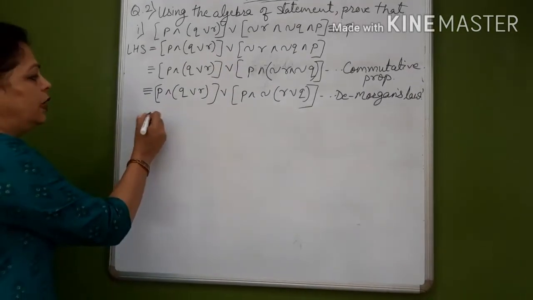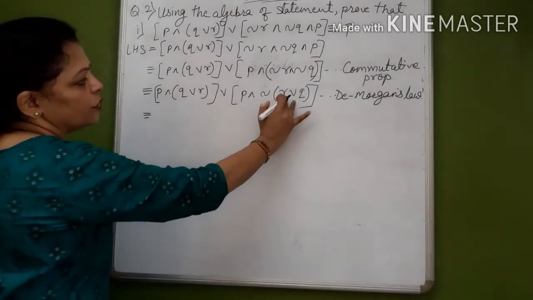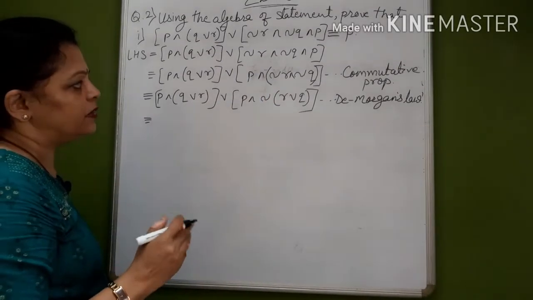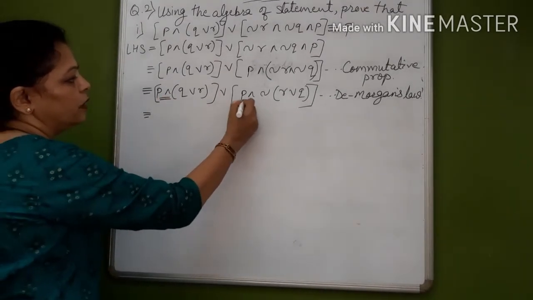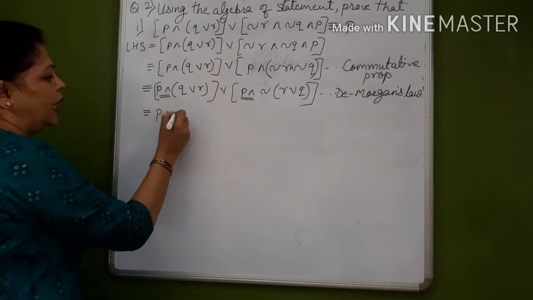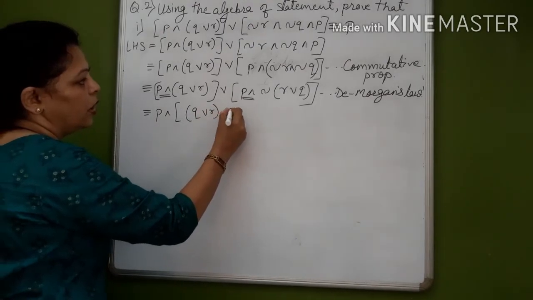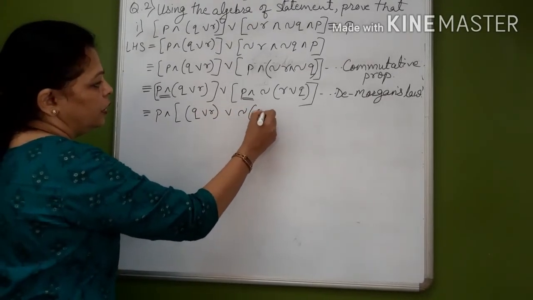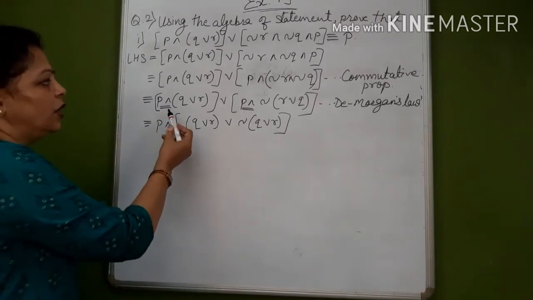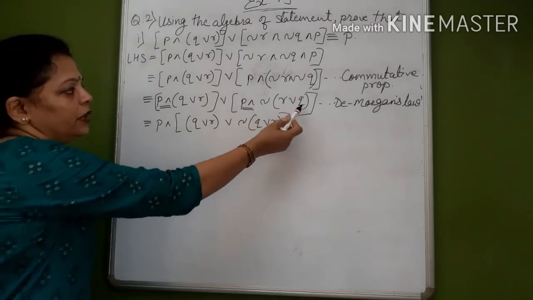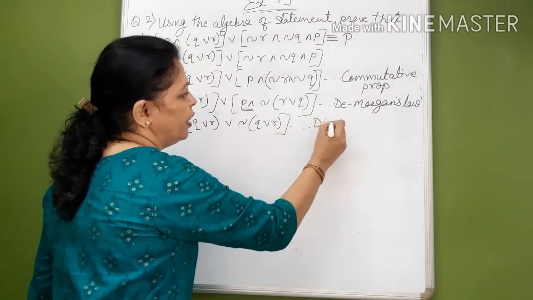Fine. Now we can take, see here this side we got Q or R, this side also Q or R. You can interchange their places by commutative law. So let us take P common. So you get P and [(Q or R) or negation of (Q or R)]. I have combined two statements here. This is your distributive law, and this R or Q can be written as Q or R. So let us write here distributive and commutative law.